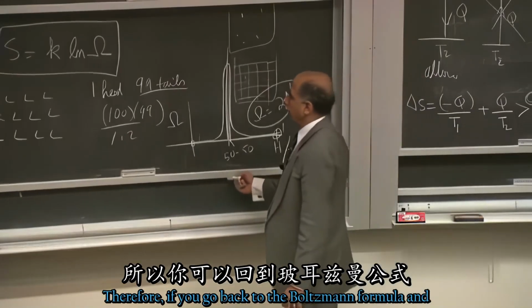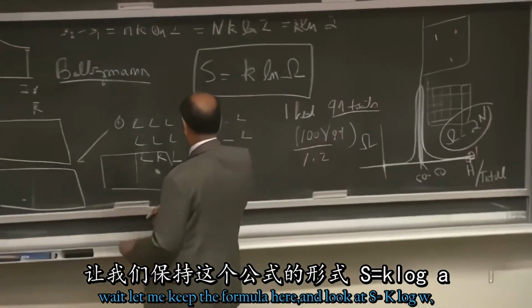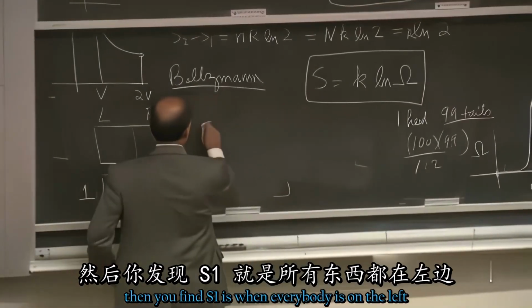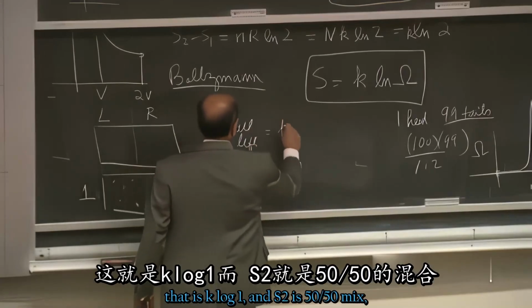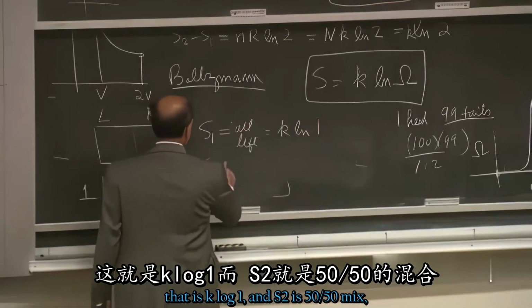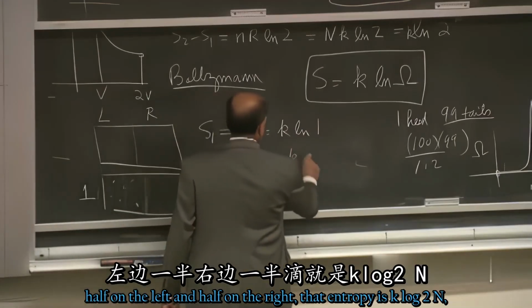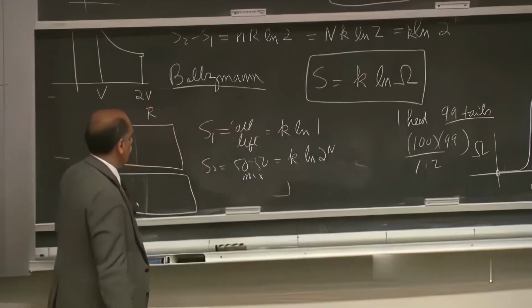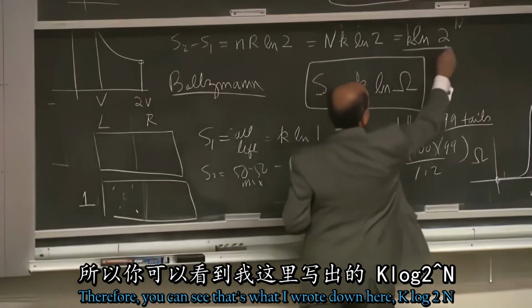Therefore, if you go back to the Boltzmann formula, S equals k log omega, then you find S1 is when everybody is on the left. That is k log 1. And S2 is the 50-50 mix, half on the left and half on the right. That entropy is k log 2 to the n. Therefore, you can see that's what I wrote down here, k log 2 to the n.